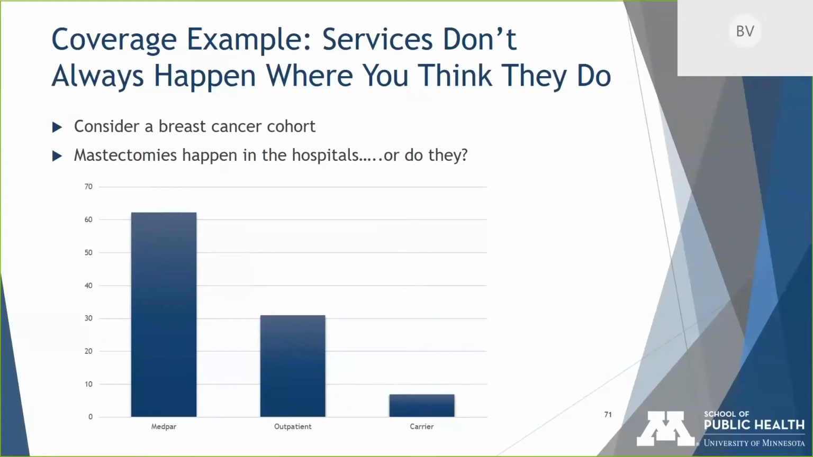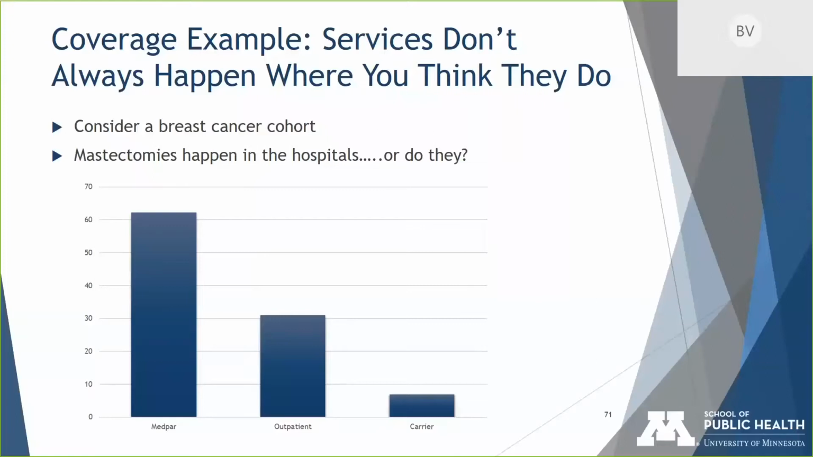So what we did here was take a breast cancer cohort. We looked for mastectomy claims across all three of these files. We did this by looking for relevant ICD-9 procedure codes, which you would need for the MedPAR and the outpatient file, as well as using CPT codes, which you would need for the outpatient and the NCH carrier or physician file. We took all of those claims that we had now pulled, and we just basically summarized them based on where that claim was found.